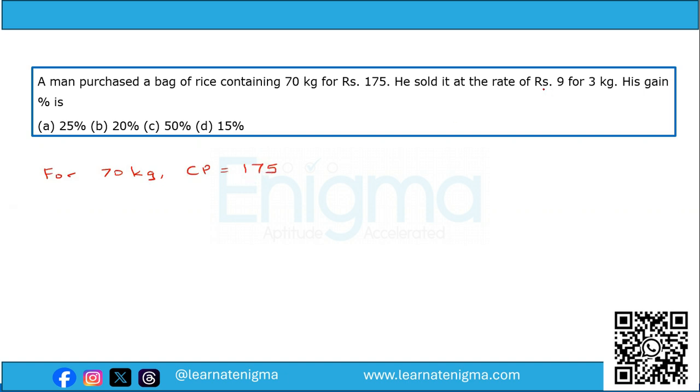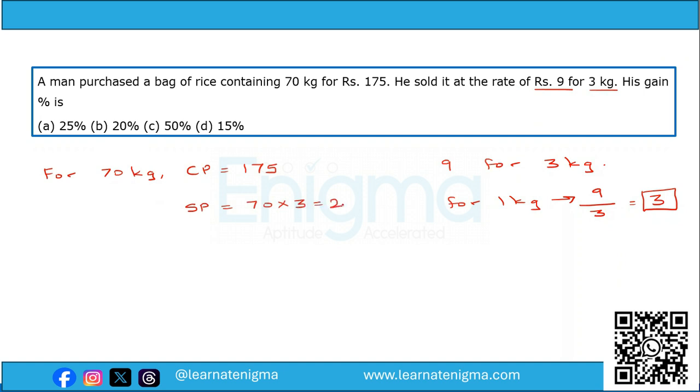Now, it is mentioned here the person sells it for rupees 9 for 3 kg. 9 for 3 kg. That means we can say for 1 kg, it will be 9 upon 3, that is 3 rupees. So for 70 kg, the selling price will be 70 multiplied by 3, that is 210.